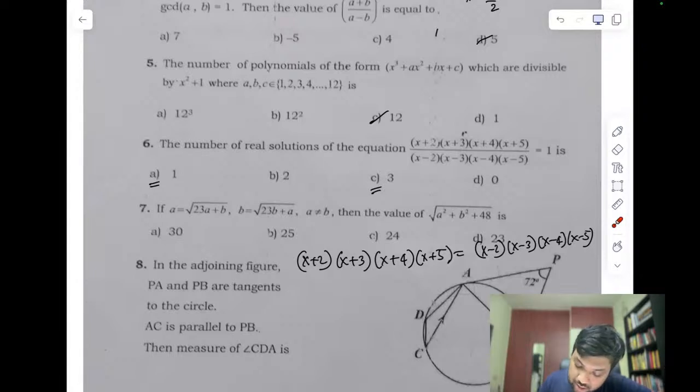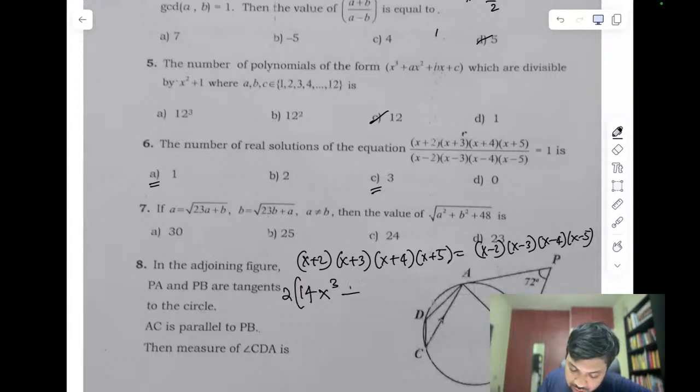So I think you can expand this and multiply. X to the power 4 will get cancelled, and the x square coefficient also will get cancelled by symmetry, because minus 2 into minus 3 and 2 into 3, minus minus is plus, right? Because of that, now you can expand just the cubic term. The cubic term is 2 plus 3 plus 4 plus 5. So that is 5 plus 4, 9, 3, 12 plus 2, 14. 14x cube here. On the other side, you'll have negative of 14x cube.